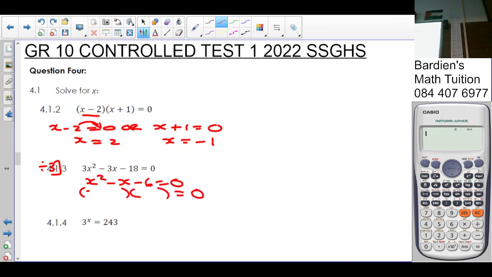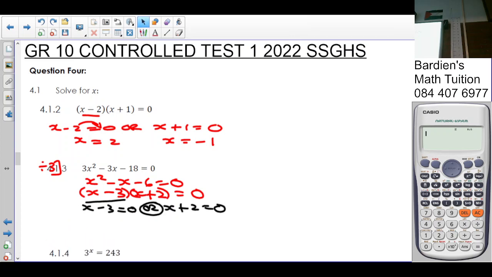Factorize the trinomial. So it's x and x, 3 and 2, minus 3 plus 2. So what do we do now? Again we set each factor equal to 0. So we say x minus 3 is equal to 0 or x plus 2 is equal to 0. So x is equal to 3 or x is equal to negative 2. Okay?